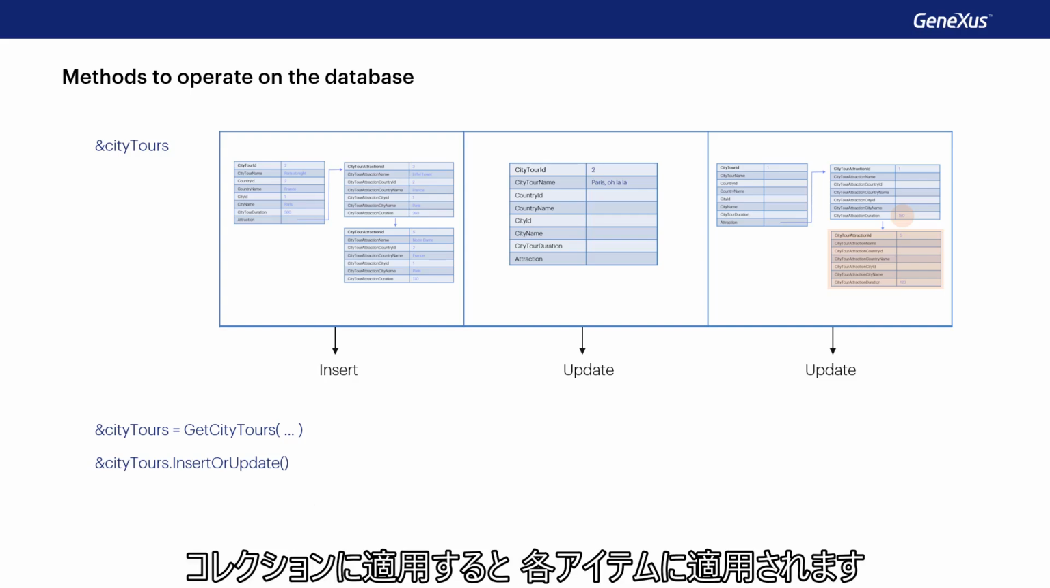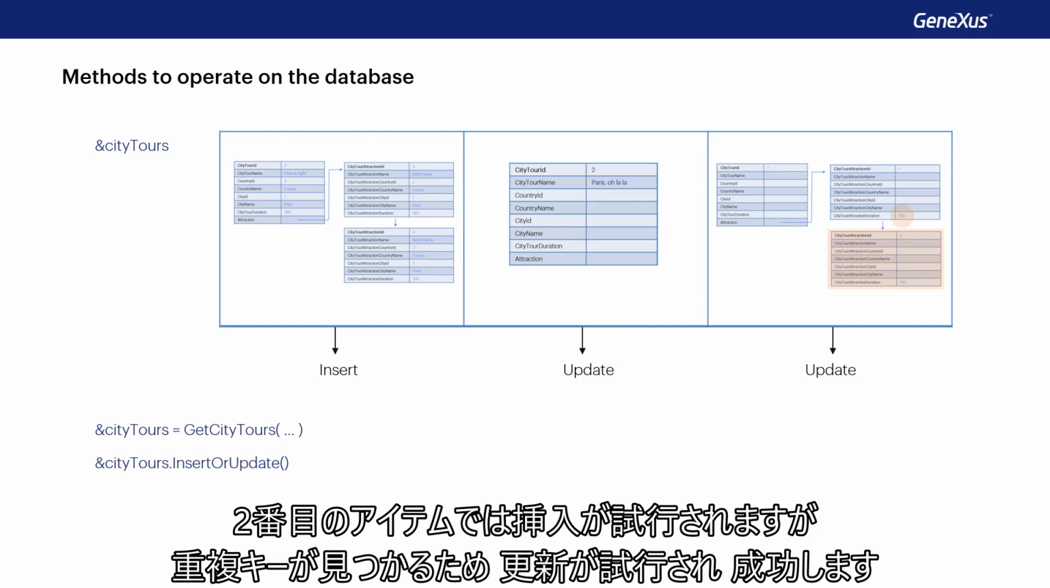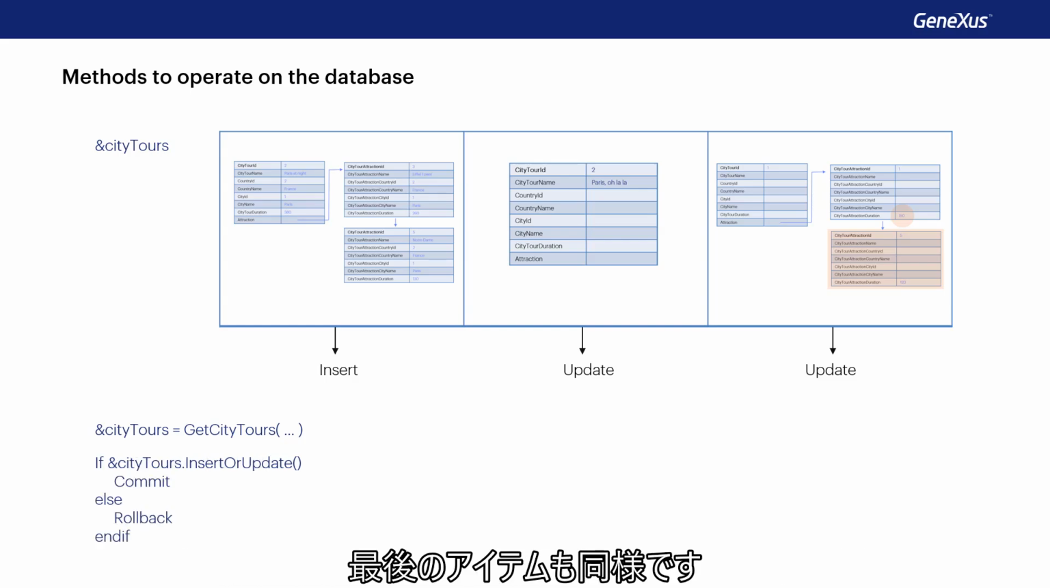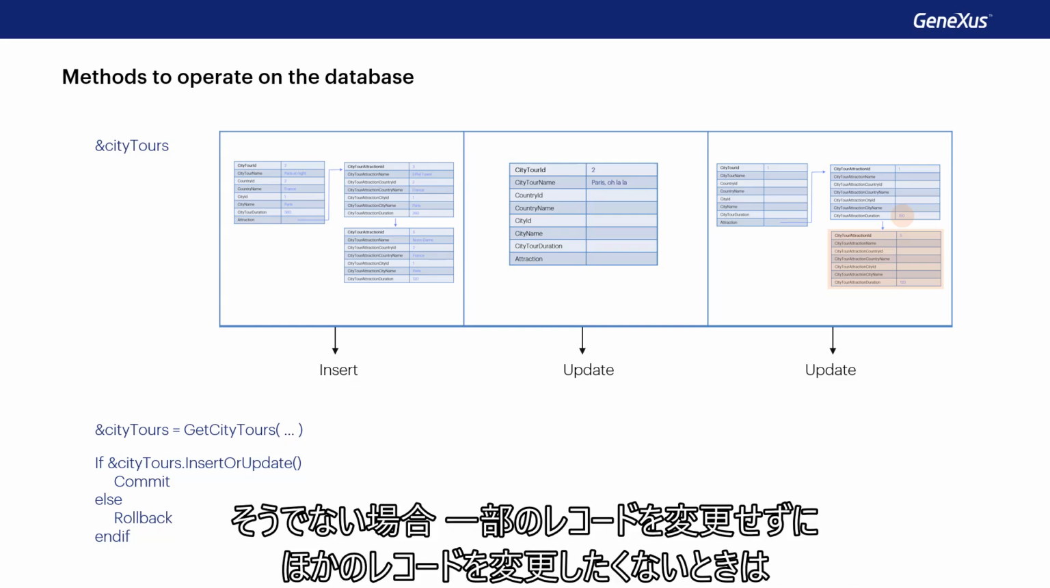When applied to the collection, it'll be applied to each item. For the first one, it will try to insert and it will succeed. For the second one, it will try to insert, but it will find a duplicate key, so it'll try to update and it will succeed, and the same for the last one. We can ask for the result of the operation, and if it was successful for the entire collection, then we can commit. Otherwise, we can roll back if we don't want some records to be changed but not others.